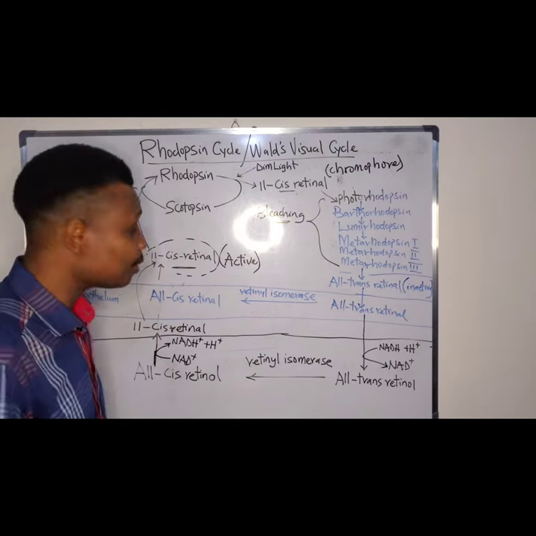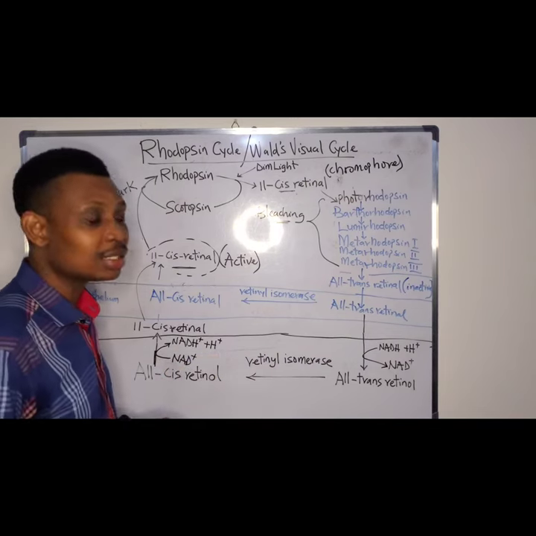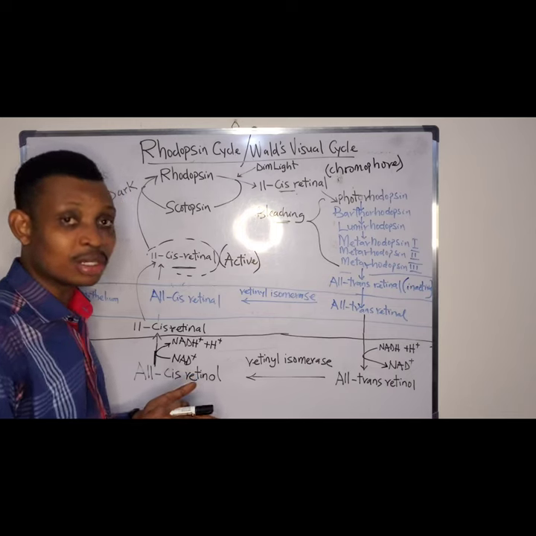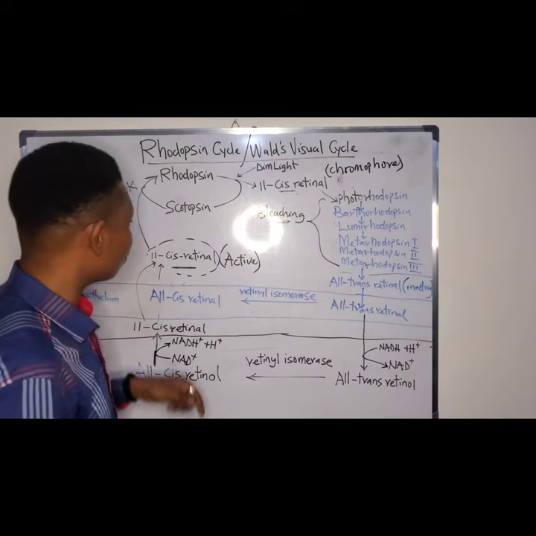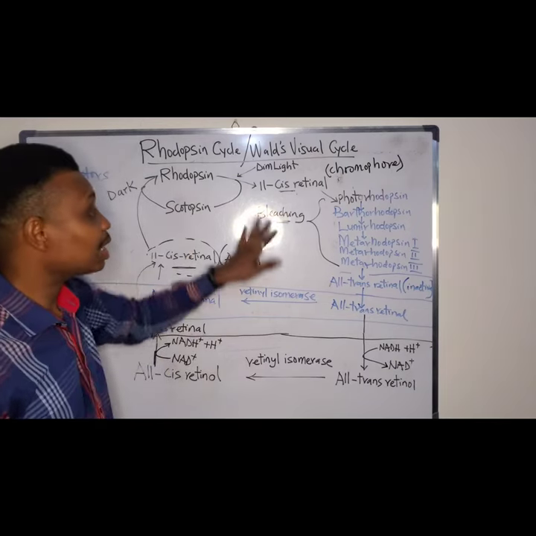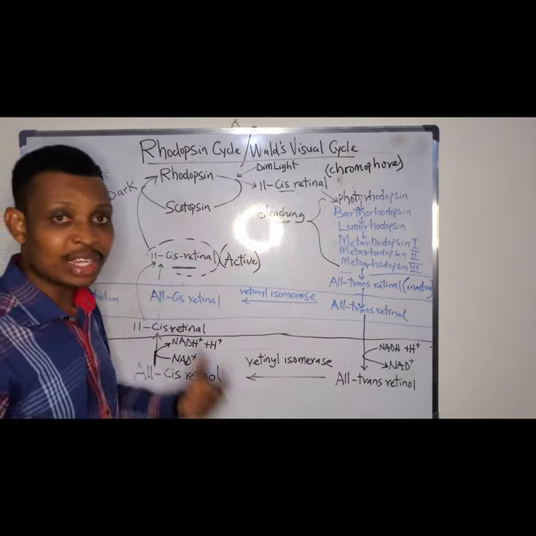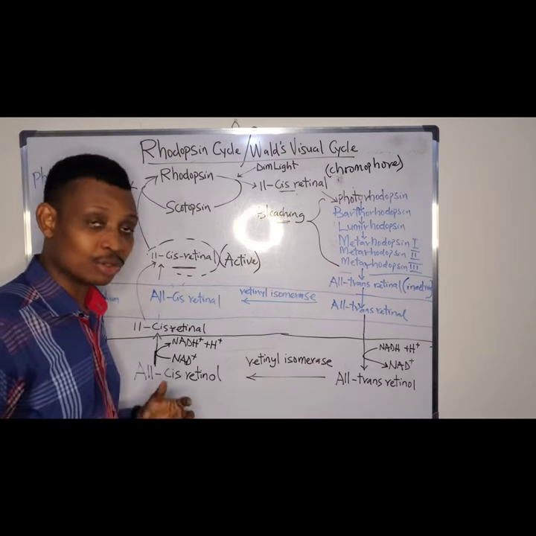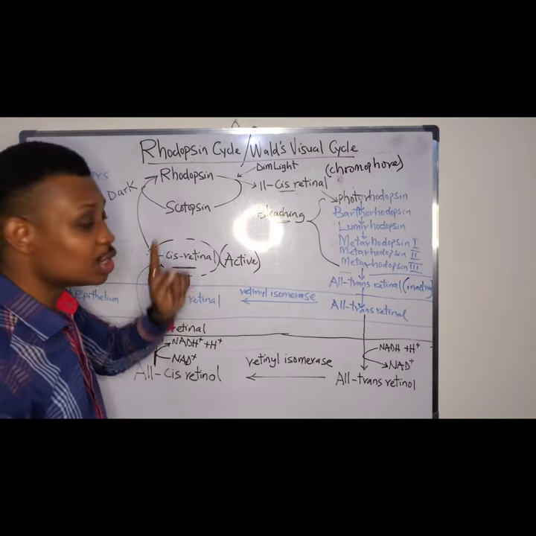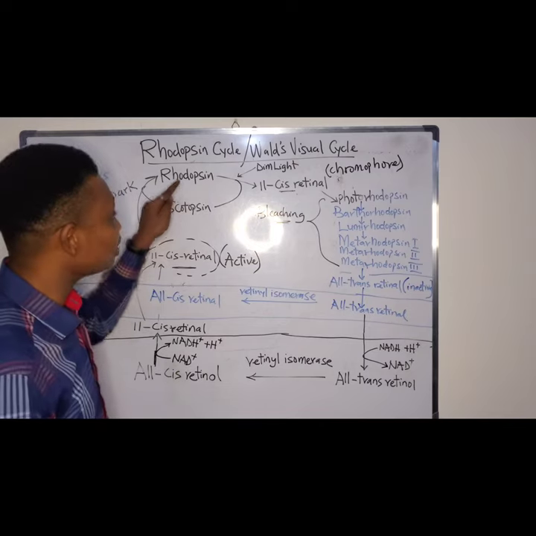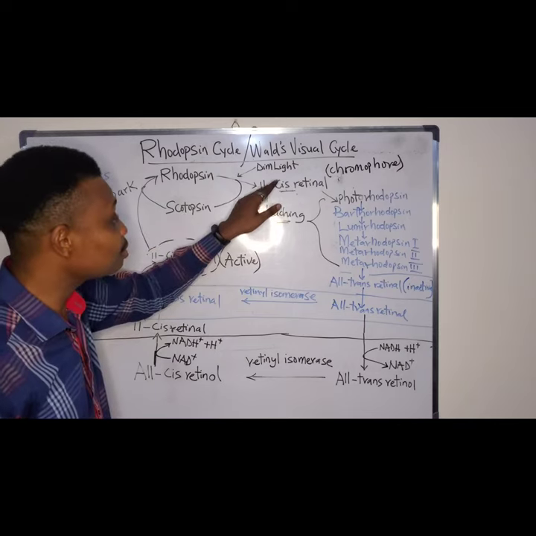Now, I stated earlier that rhodopsin is a pigmented protein that is present in the rods, and the rod is a photoreceptor in the retina. I stated also that it contains scotopsin and 11-cis-retinal. Now, after being exposed to dim light, let's say under a dark condition, a dim light comes up. Immediately that dim light strikes the rhodopsin, it will dissociate to form scotopsin and 11-cis-retinal.